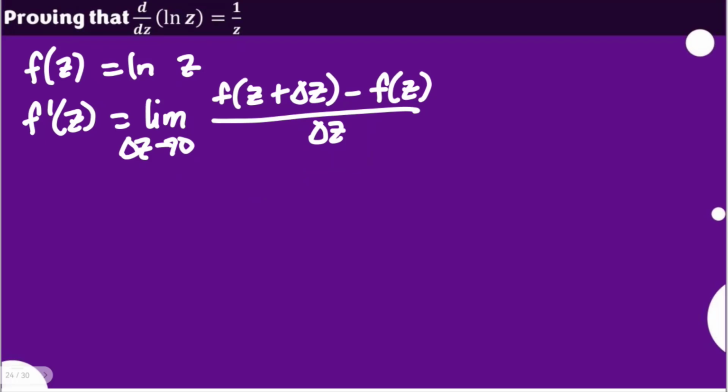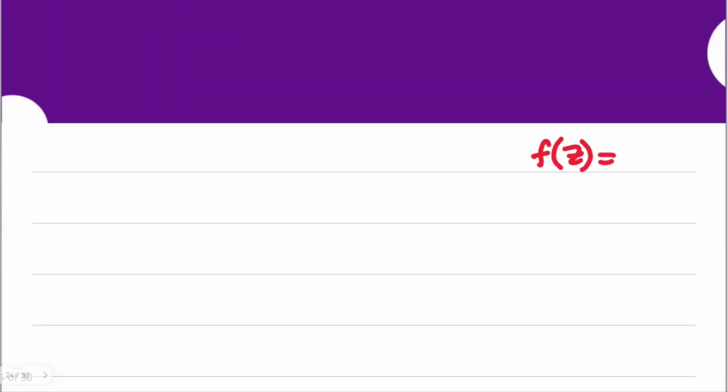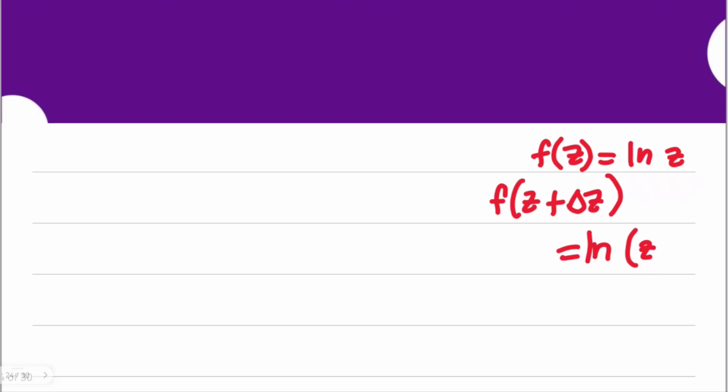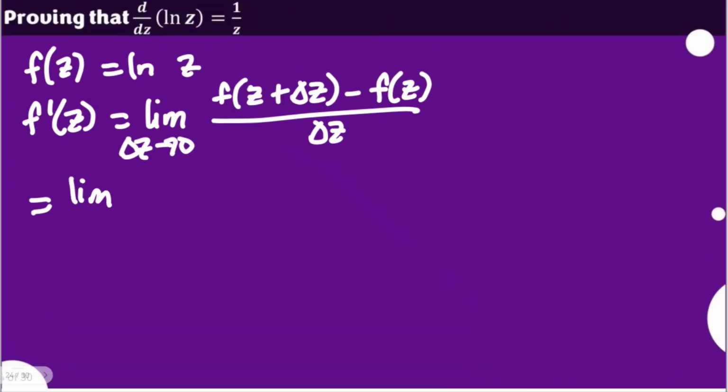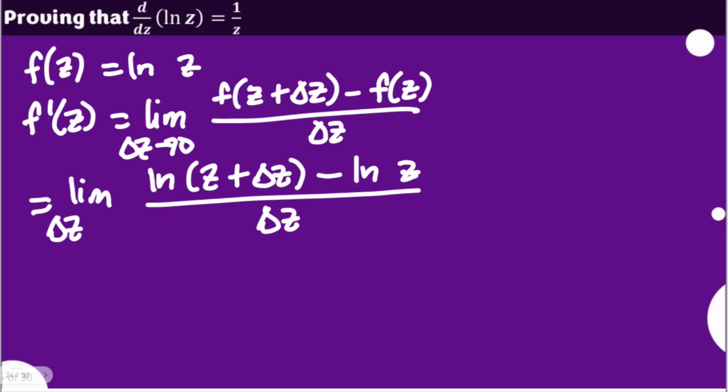So copying our function here, let me have it on this separate scratch paper. Our function of z is the natural logarithm of z. In short, if we have the function of z plus delta z, it would be equivalent to the natural logarithm of z plus delta z, right? Only substituting this on our given. Now, if we plug that in here, you would notice this: the limit of the natural logarithm of z plus delta z minus the original function, natural logarithm of z, all over delta z, as delta z approaches 0.